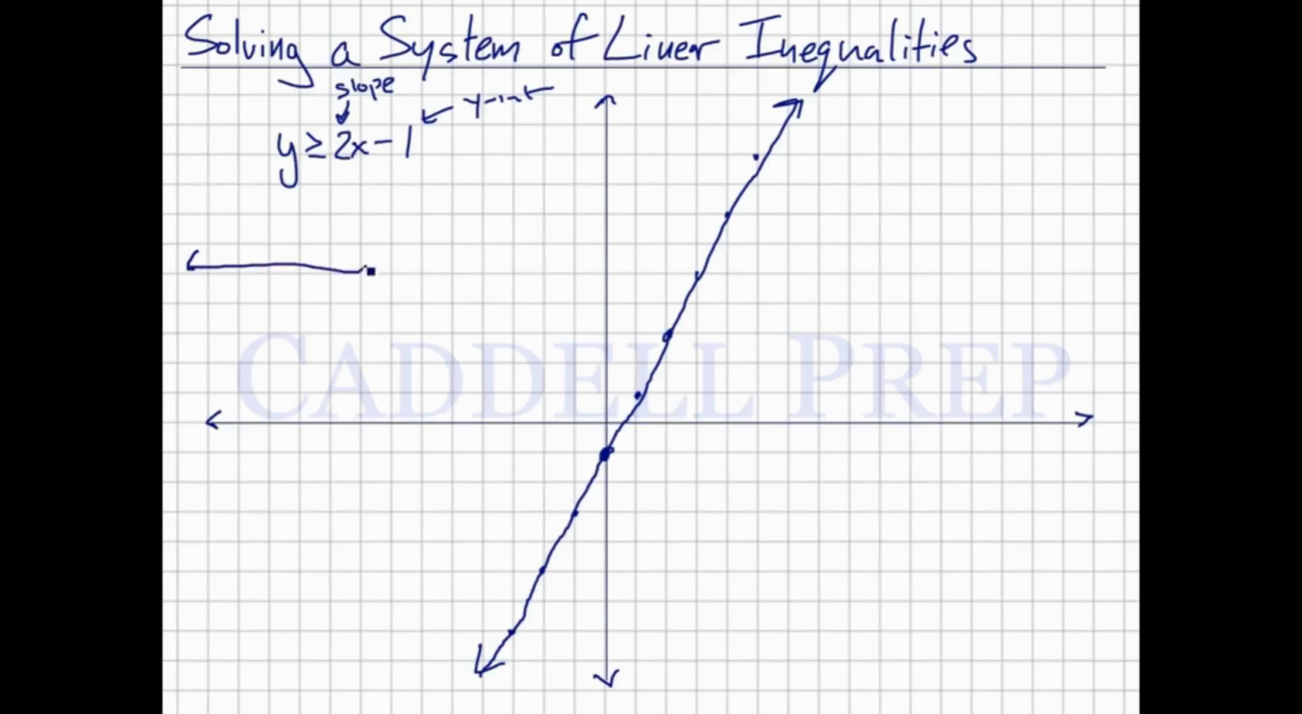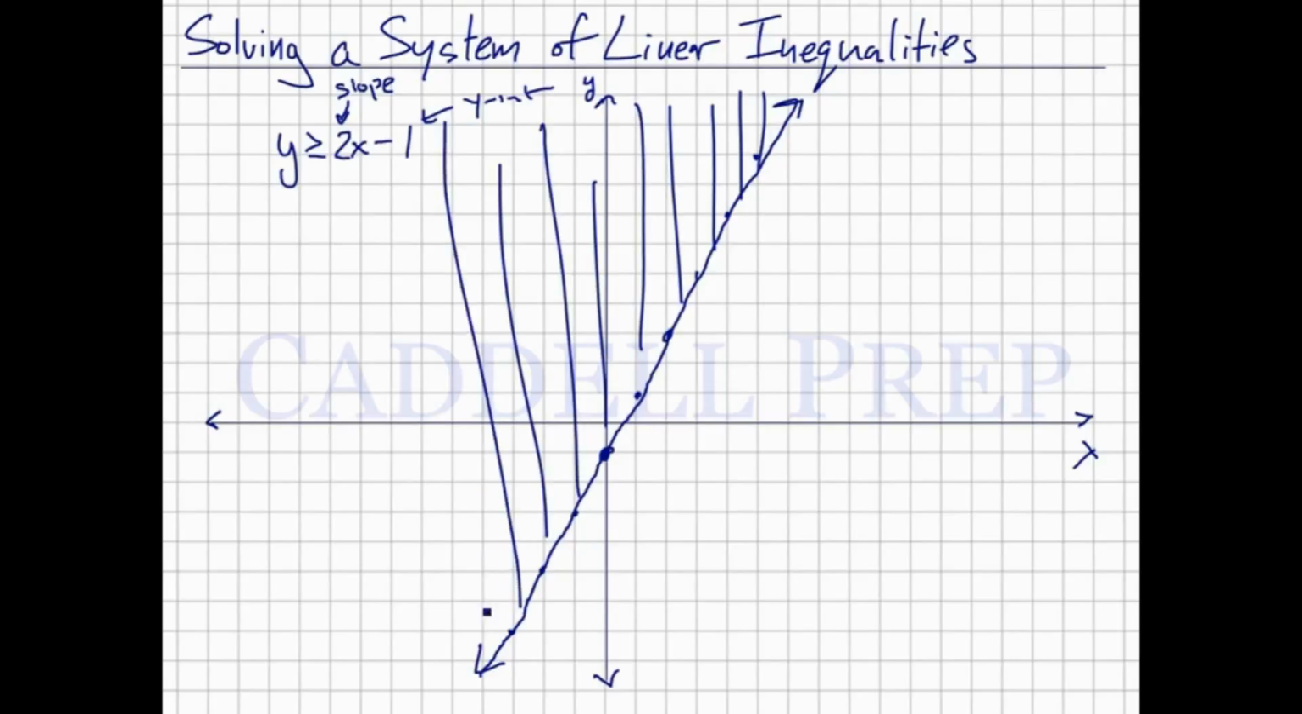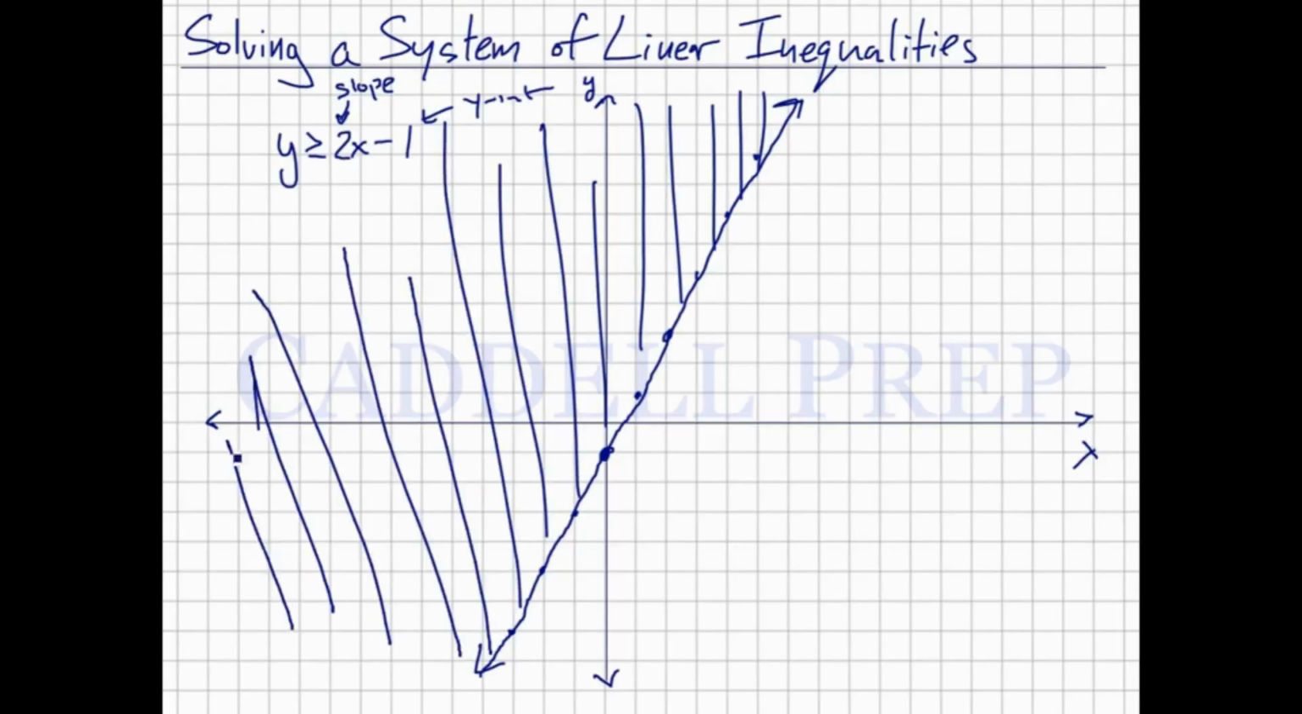Just like if we had one like this, we'd shade it in if it's equal or leave it open if it's not. If it's equal, we're going to make it solid. If it says y is greater than or equal to this line, y's go up and down, x is left and right. So if y is greater than this, it's going to be everything above it. So let's also shade above this line. Everything above this line is part of the solution. That's how we graph a single linear inequality.